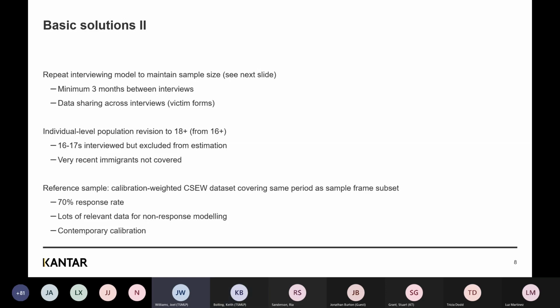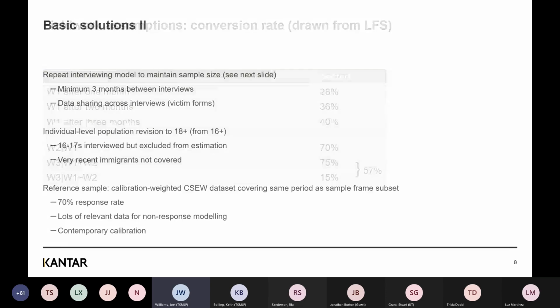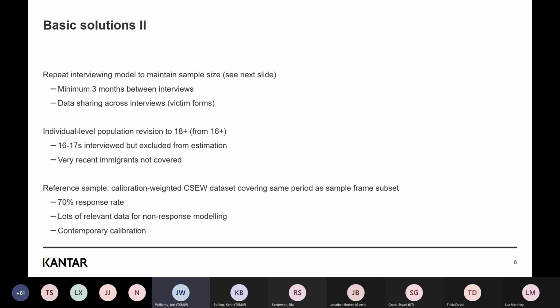It also means that when you're using a pool of previous respondents, the very recent immigrants are, of course, not covered, although the non-coverage is pretty low. We also use the data set from which the sample frame is drawn, May 2018 through to February 2020, as a kind of reference sample. That data set is a sample drawn from the population around that time with a 70% response rate. It also has a lot of relevant data within it that we can use for non-response modelling, given that the response rate to this new telephone survey would be quite a lot lower, especially when you account for the cumulative non-response. On top of that, there will be some contemporary calibration, leaning on the labour force survey for information about gender, age and region structures, that ONS has traditionally calibrated the sample to.